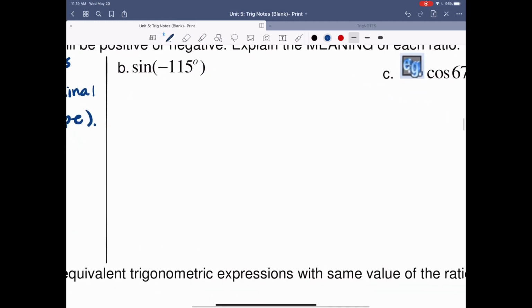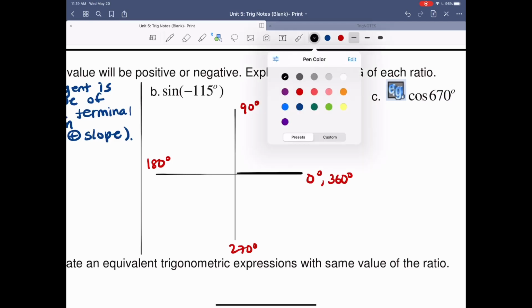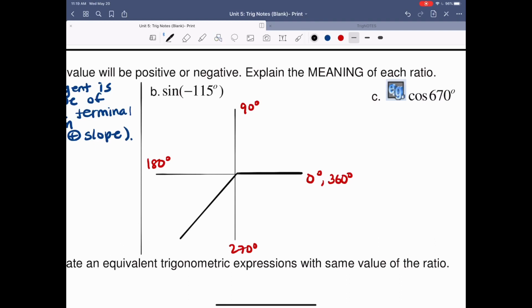So sine of negative 115 degrees. Again, I'm going to draw my x and y axis. These parts are 0, 90 degrees, 180, and 270 degrees, and then this is 360 degrees. From the initial position, instead of going counterclockwise, which is the positive direction, I would probably draw it so that my terminal arm is here. Well, how did I arrive at that? That's because from here to here is negative 90 degrees, and from here to there is negative 115 degrees.